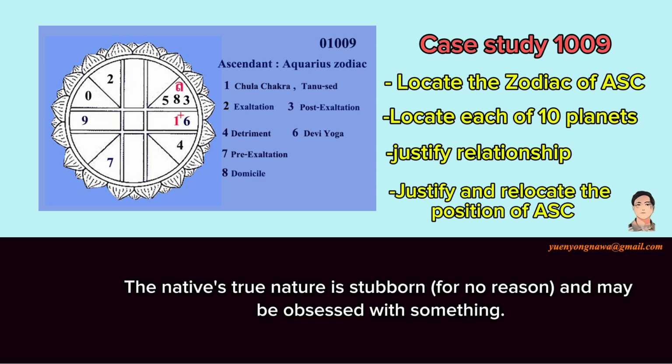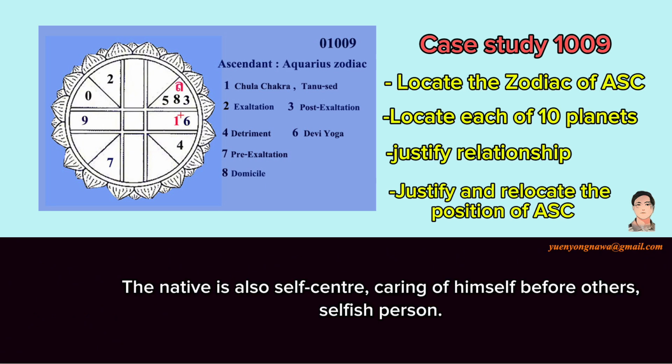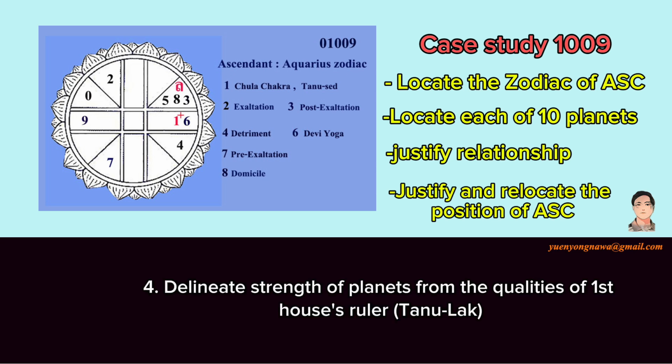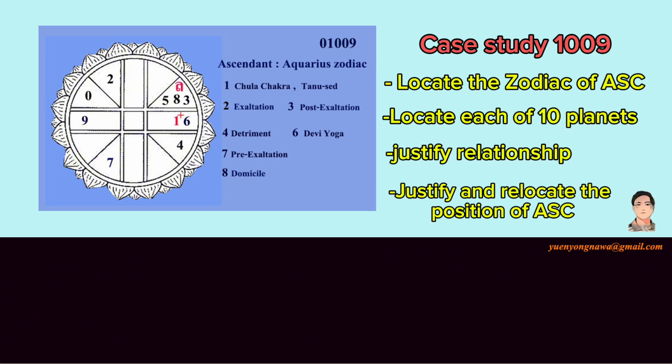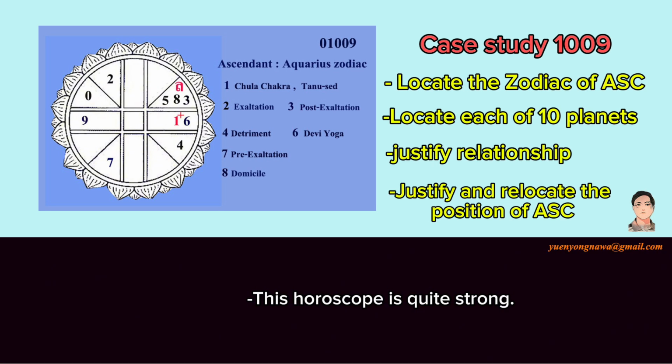The native's true nature is stubborn, for no reason, and may be obsessed with something. With conjunction to ASC, the native is apparently enchantment, sly, crafty person. The native is also self-centered, caring of himself before others, selfish person. 4. Delineate strength of planets from the qualities of first house's ruler, Tonulak, and of planets that are in conjunction with ASC. This horoscope is quite strong.